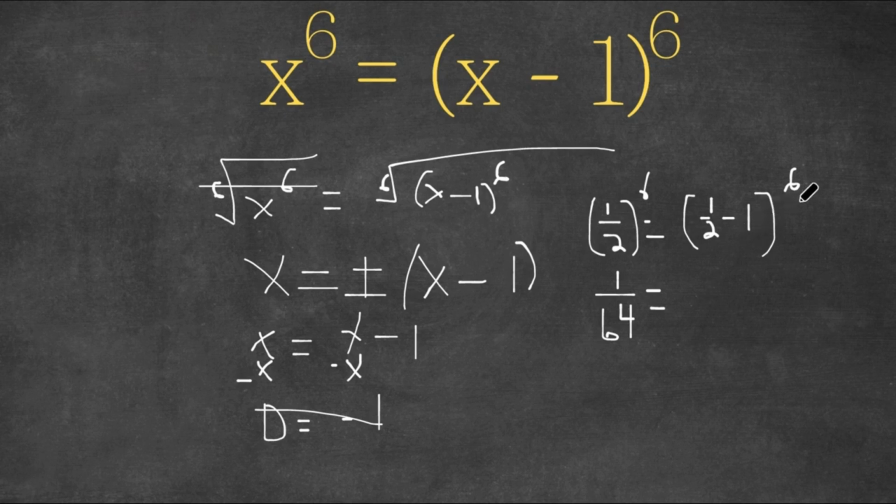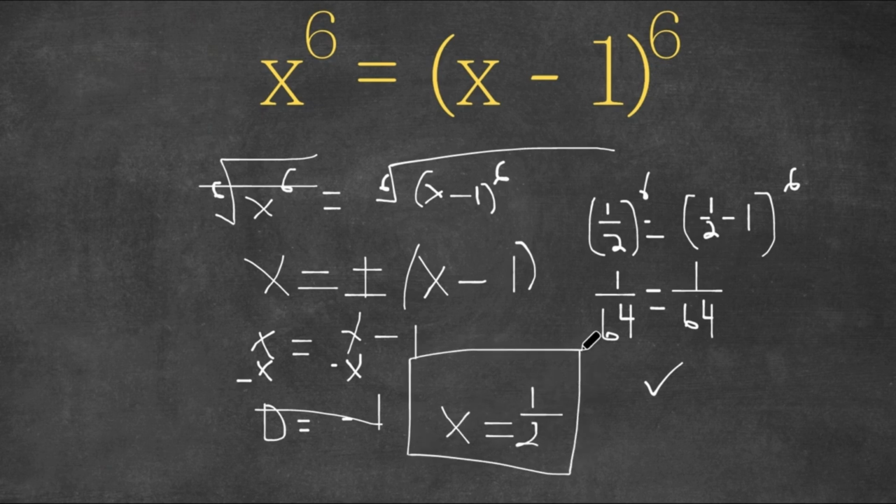And negative 1/2 to the power of 6, well, that's the same thing as 1/2 to the power of 6, because even if you square a positive or negative number, as long as our exponent here is even, then our answer is always going to be positive. And since our exponent here is even, our answer here is going to be positive. So negative 1/2 to the power of 6 is also 1/64. So this is right, meaning x does equal 1/2. So this is our answer to this equation.